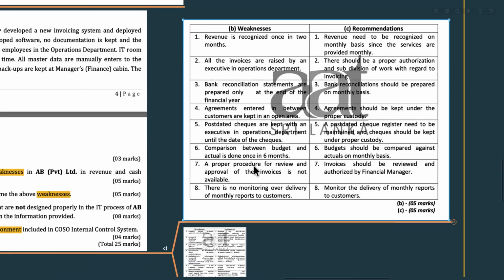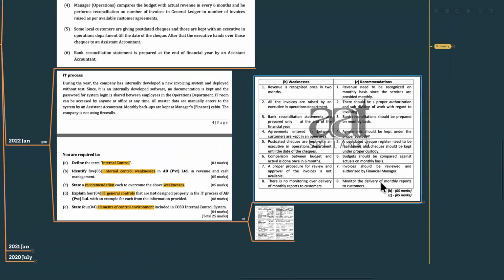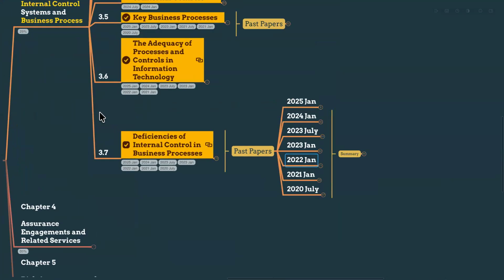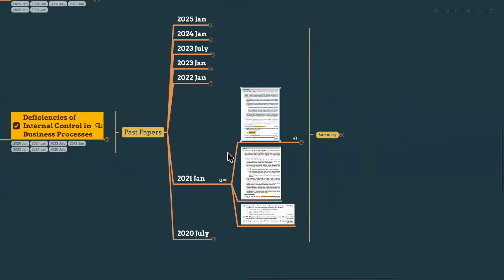And again, proper procedures for review and approval of the invoice are not available. Invoices should be reviewed and authorized by the financial manager. And there is no monitoring over delivery of monthly reports to customers. Monthly, monitor the delivery of monthly reports to customers. That's a recommendation. Simply you can write it, my dears. It's very simple. And let's talk about the 2021 question.